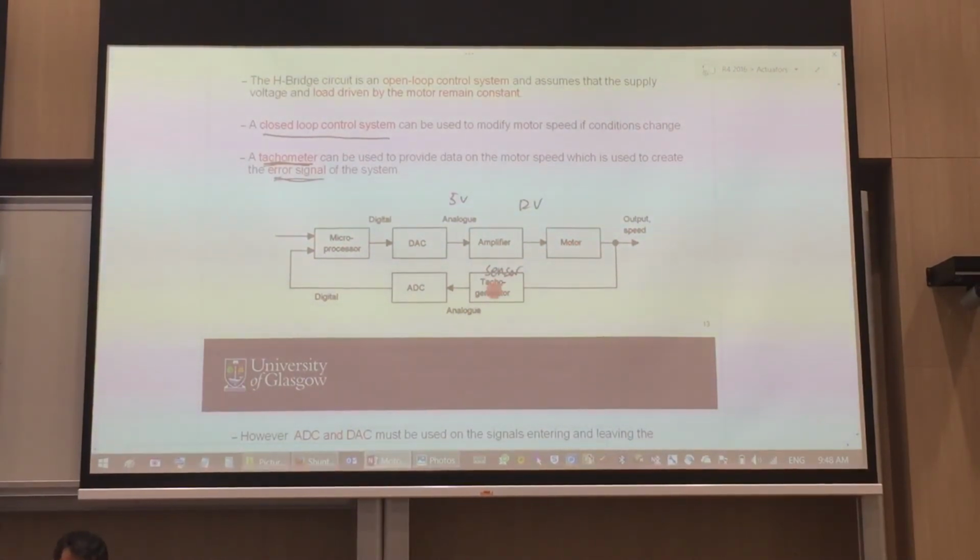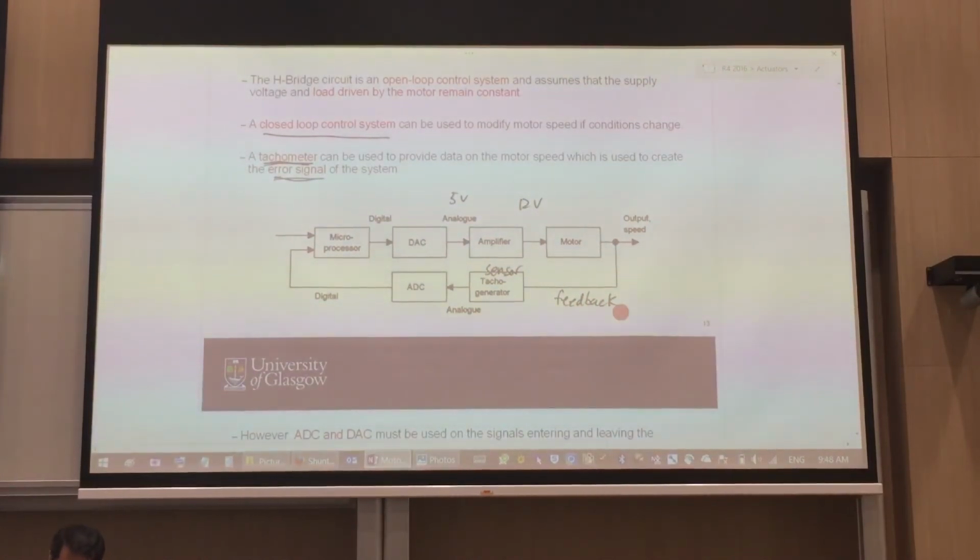So if you were to use the tachogenerator as an analog sensor, then you must convert it back into a digital form so that the microprocessor can read it, so as to tell it whether it is reaching the kind of speed that you wanted. So this part here is the feedback.